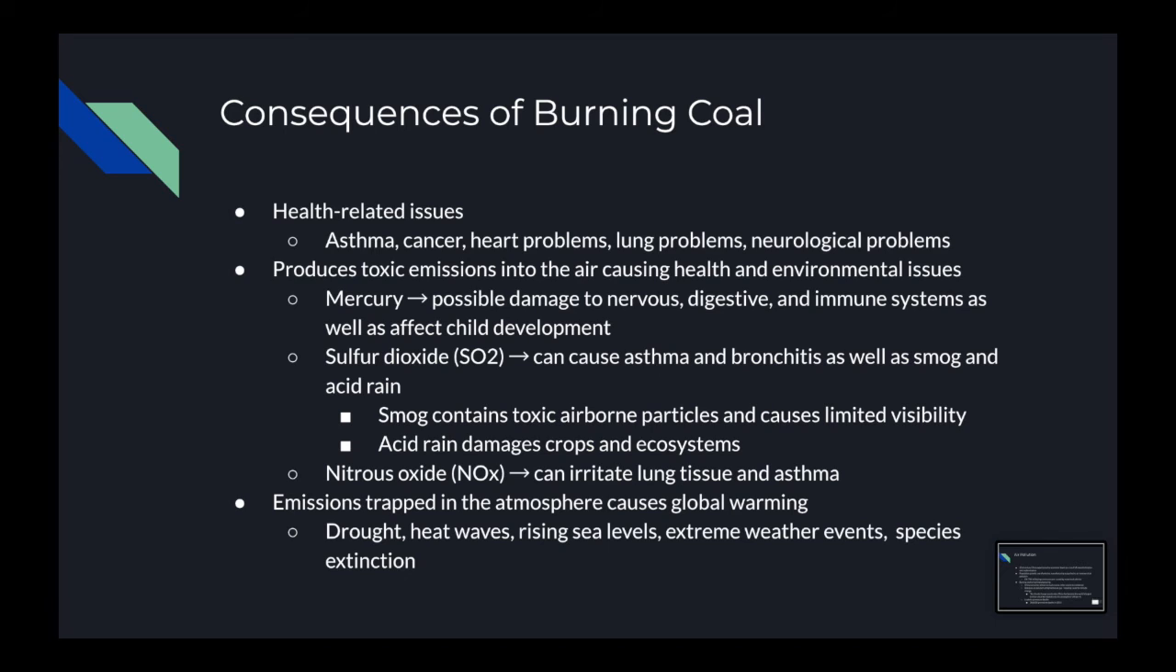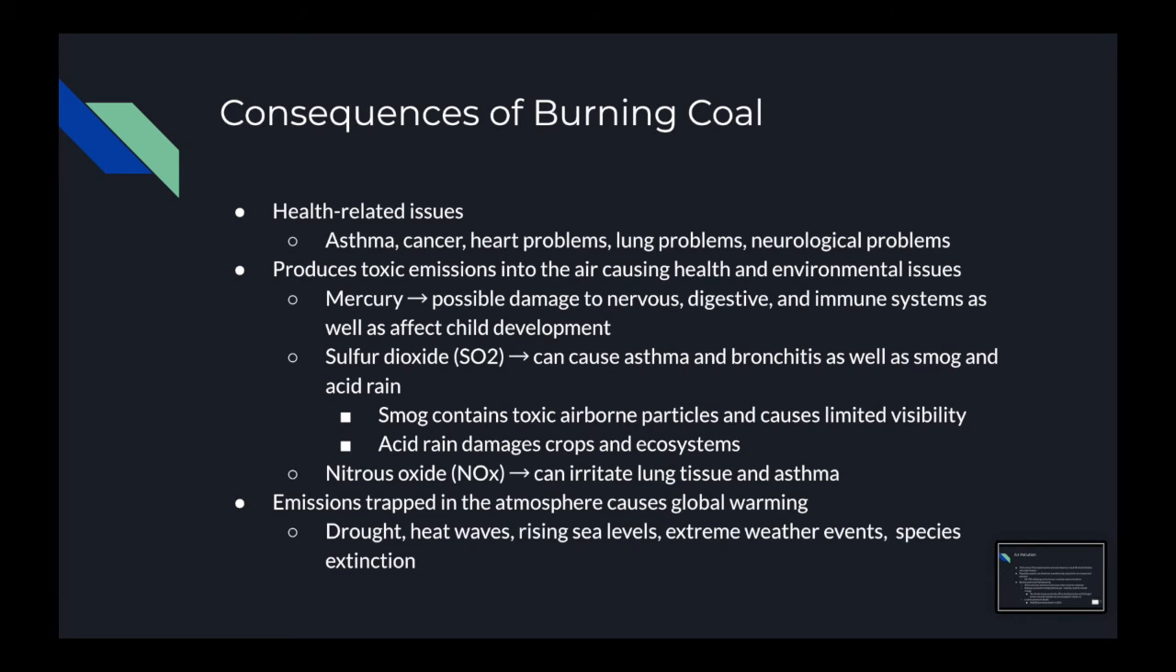Some health issues caused by burning coal are asthma, cancer, heart problems, lung problems, neurological problems, and more. Burning coal produces toxic emissions into the air. Some examples of the gases released into the atmosphere are mercury, sulfur dioxide, and nitrogen dioxide, among many more. Mercury can cause damage to the nervous, digestive, and immune systems, as well as affect child development.